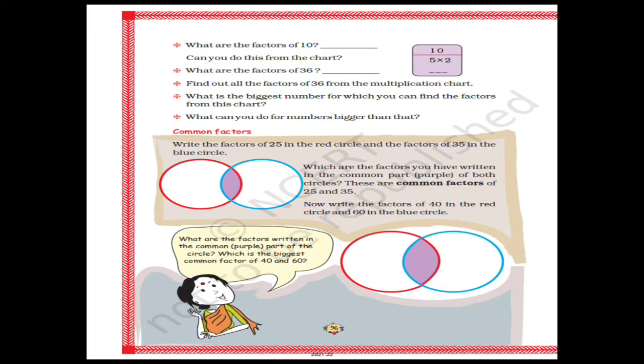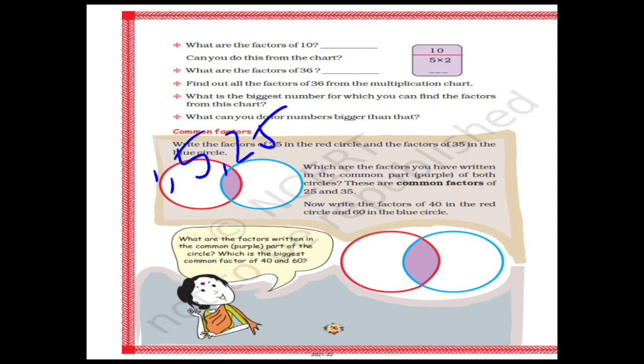Write the factors of 25 in the red circle and the factors of 35 in the blue circle. Now see, two circles have been given. One is red color and second is blue color. In the red circle you have to write the factors of 25, and in the blue circle you have to write the factors of 35. So we know the factors of 25 are 1, 5, 25.